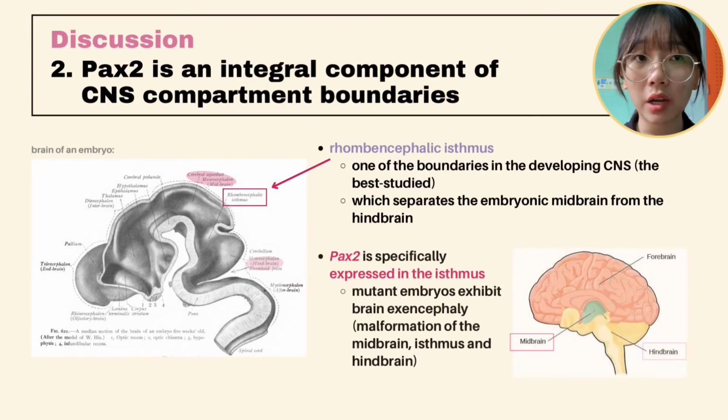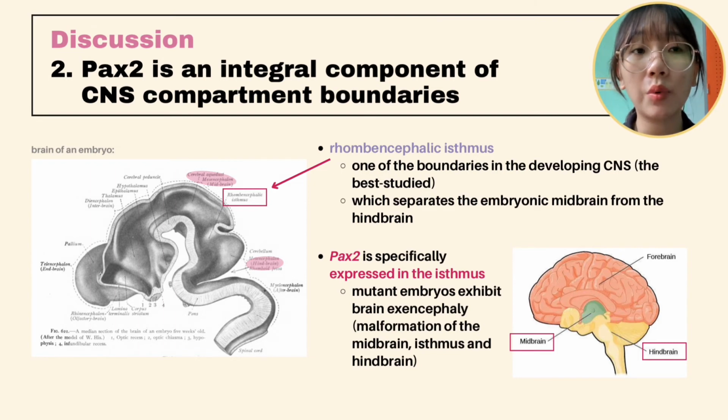In the brain of an embryo, there is something called the rhombencephalic isthmus. It is one of the boundaries in the developing CNS, which separates the embryonic midbrain from the hindbrain, which we can see in the pictures on the right. PAX2 is specifically expressed in the isthmus, and this is shown by mutant embryos exhibiting exencephaly, meaning malformation of the midbrain, isthmus, and hindbrain.